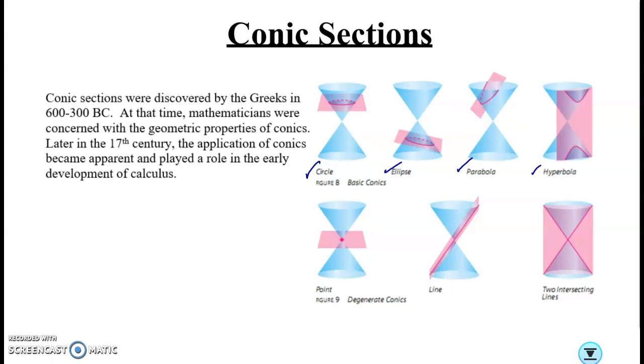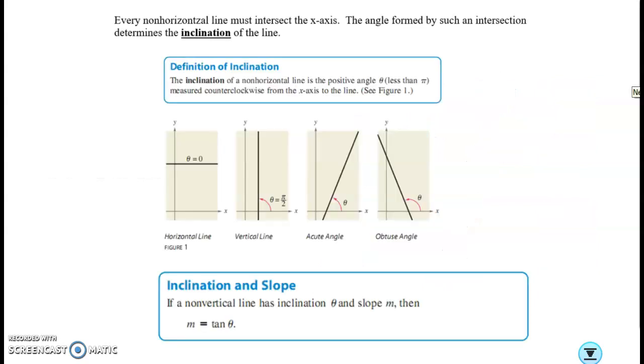And then if you slice alongside of the two cones stacked up on top of each other, we could get what we call the degenerate conics, which are points, or we could get one line, or we could get two intersecting lines. So now that we know some trigonometry, we can have a couple more equations that deal with lines put into our math library here.